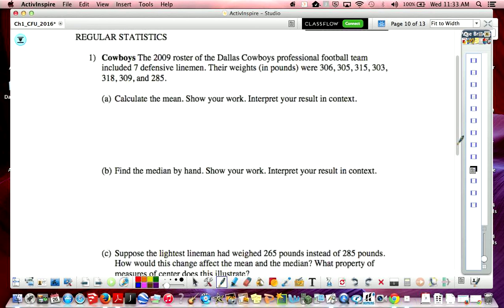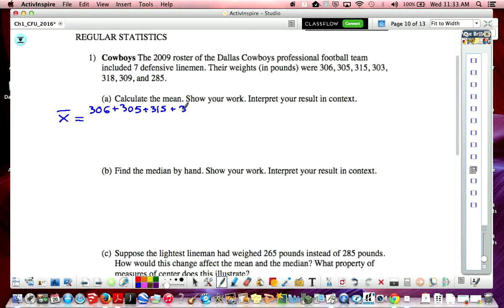It says, Cowboys. The 2009 roster of the Dallas Cowboys professional football team included 7 defensive linemen. Their weights in pounds are given here, 306, 305, 315, and so forth. So the first thing says calculate your mean, show your work, interpret the results in context. If we're calculating the mean, all you're doing is simply adding these up. So I'm actually going to show my work. Thank goodness the data set is really small.